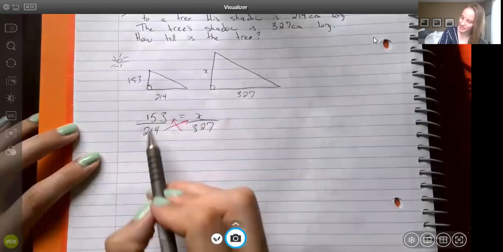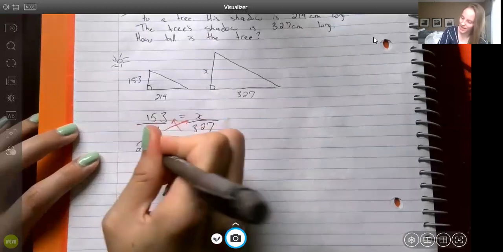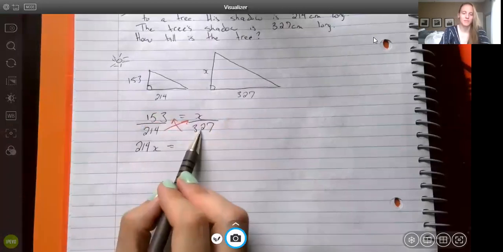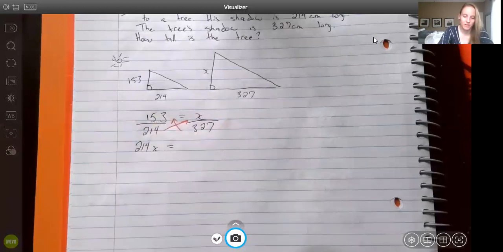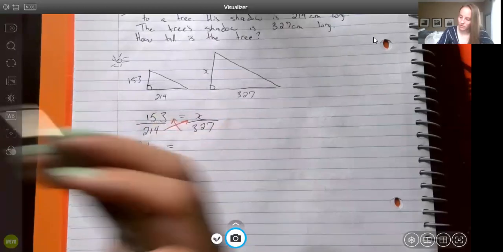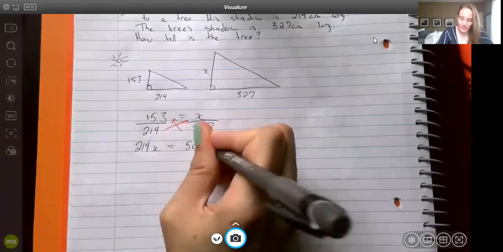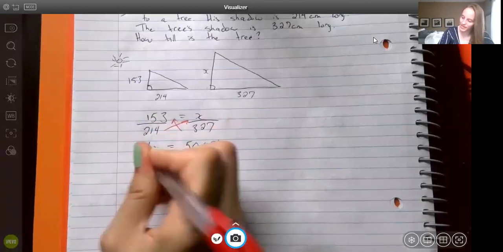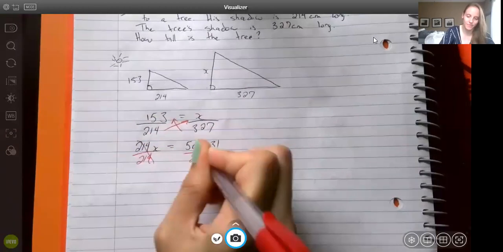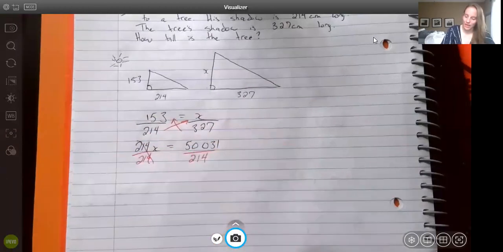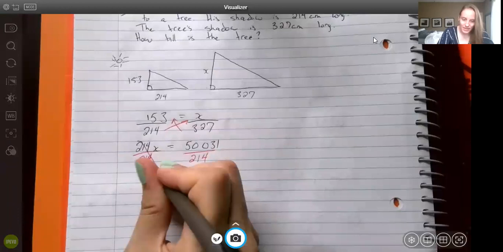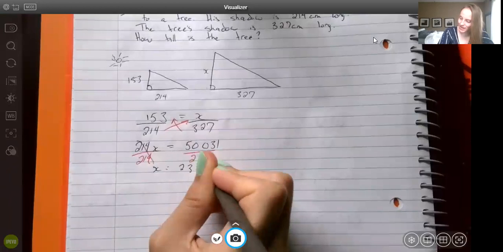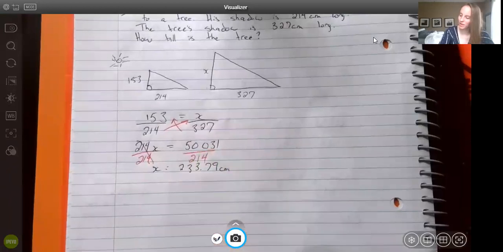So 214 times x is, of course, just 214x. That is going to be equal to 327 times 153, which is 50,031. And then, of course, we divide by 214 in order to isolate the x. And so our x value is 233.79 centimeters. And that would be our final answer.